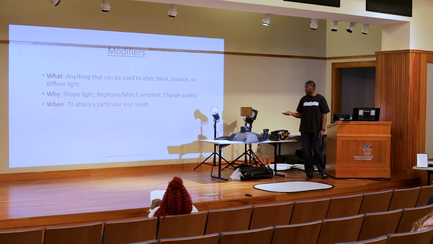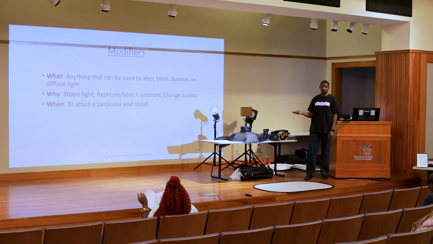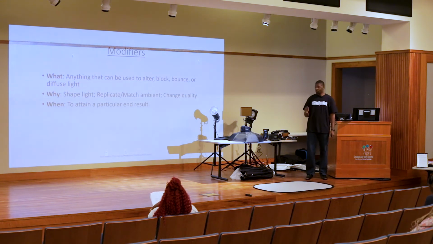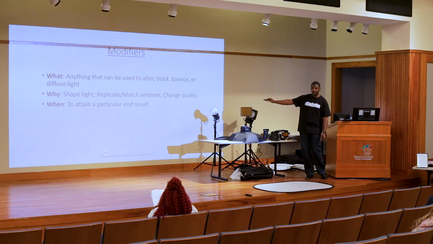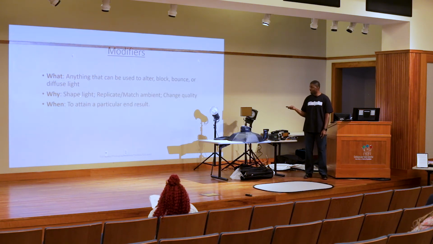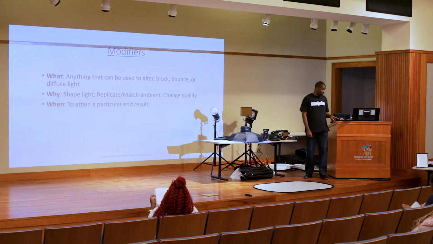And again, when to use it to attain a particular result. What you want in the end. Like you were way ahead of the class. You got it. You're like, when do you use it? You use it for a particular result, which is trying to shape, replicate, or change the quality of the light. That's why you use the modifiers.